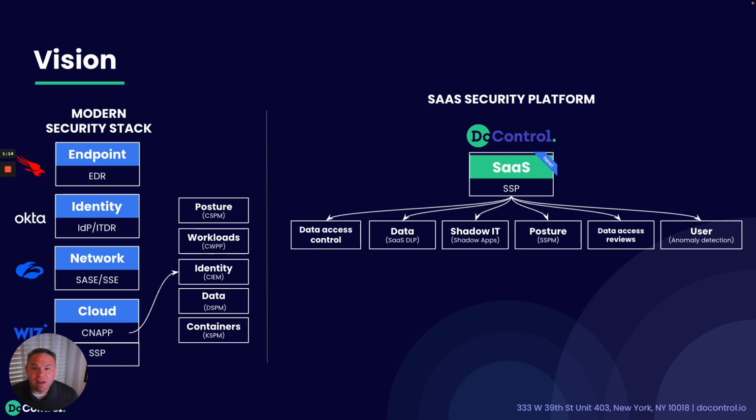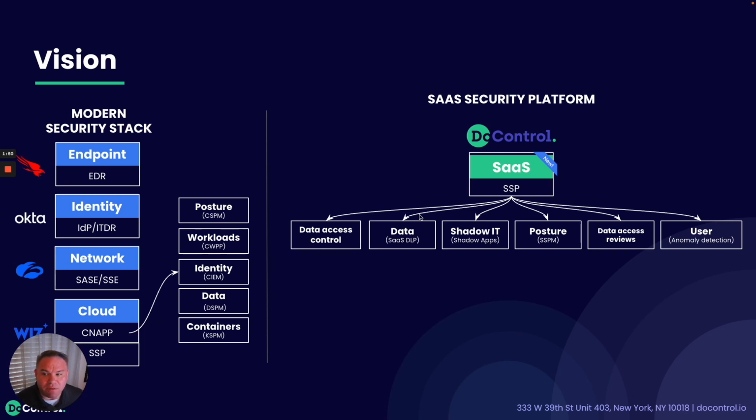DoControl is out here building the very first SaaS Security Platform. It's going to include data access control. It's going to include, of course, data protection, shadow IT, those shadow apps, the SaaS to SaaS connections that are a key part of protecting your data, protecting your users, protecting that information in those SaaS platforms, as well as the posture, the SaaS security posture management, the configuration and controlling for that attack surface as well. Then there's the reviewing how data is accessed, and then of course anomaly detection. When are things going wrong, and what do we need to do to fix them?